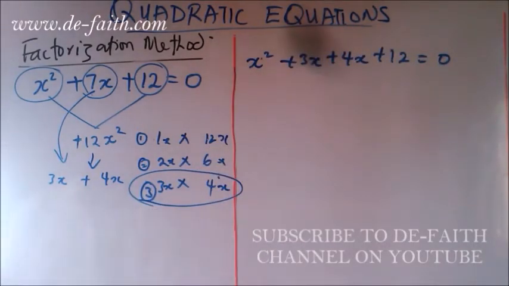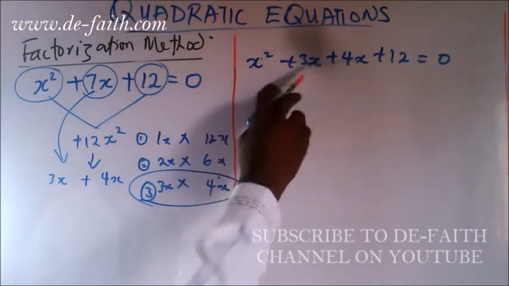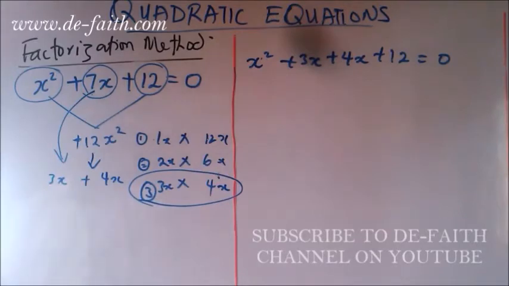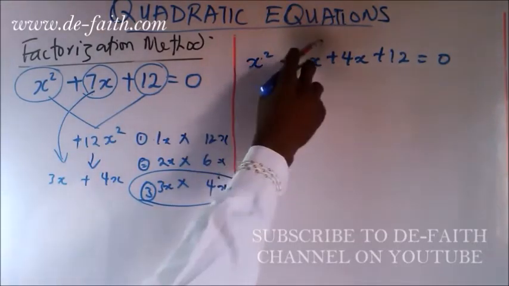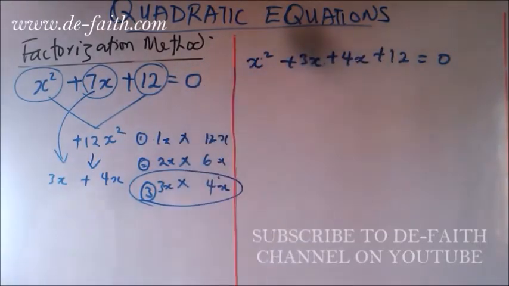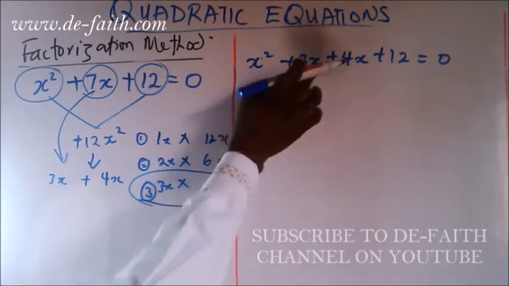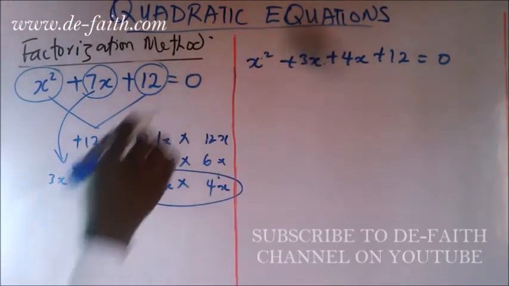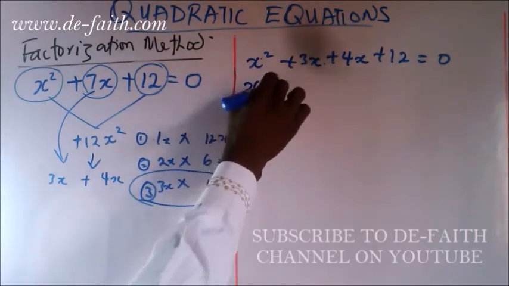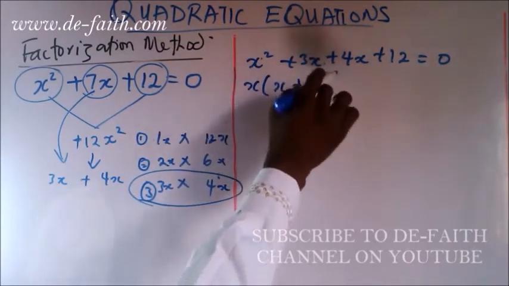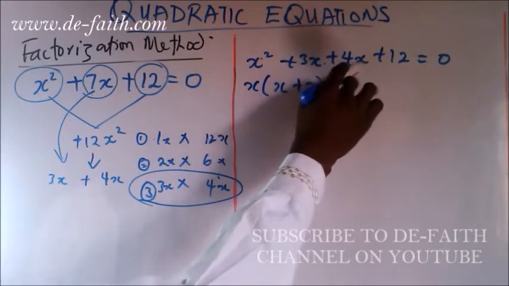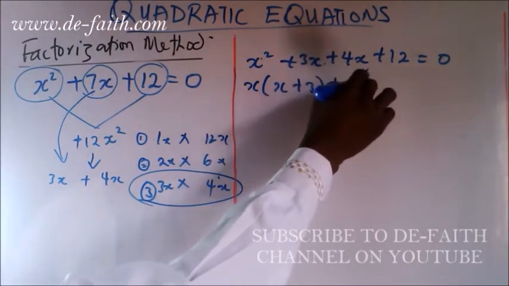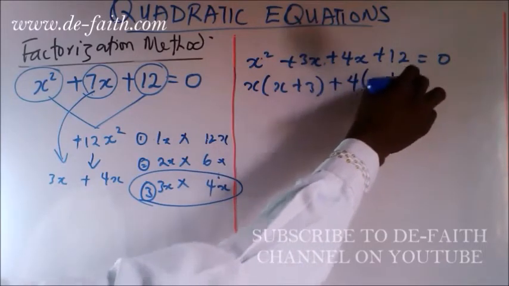So we've taken the factors that when we multiply, it will give us this, and when we add it, it will give us 7x. Now we'll group this. When we group these two, what is common in x squared plus 3x? We have x into bracket x plus 3. And then plus what is common in 4x plus 12? We have 4, which is common. So we have x plus 3.